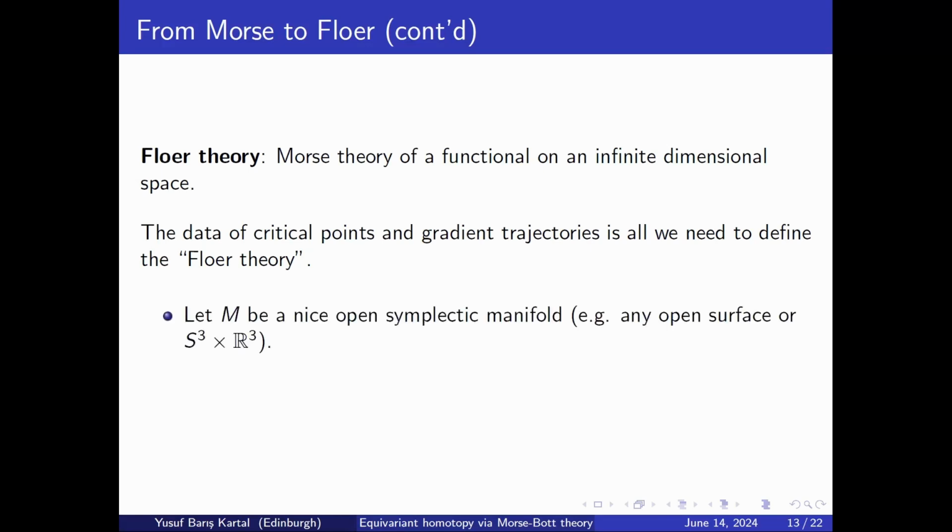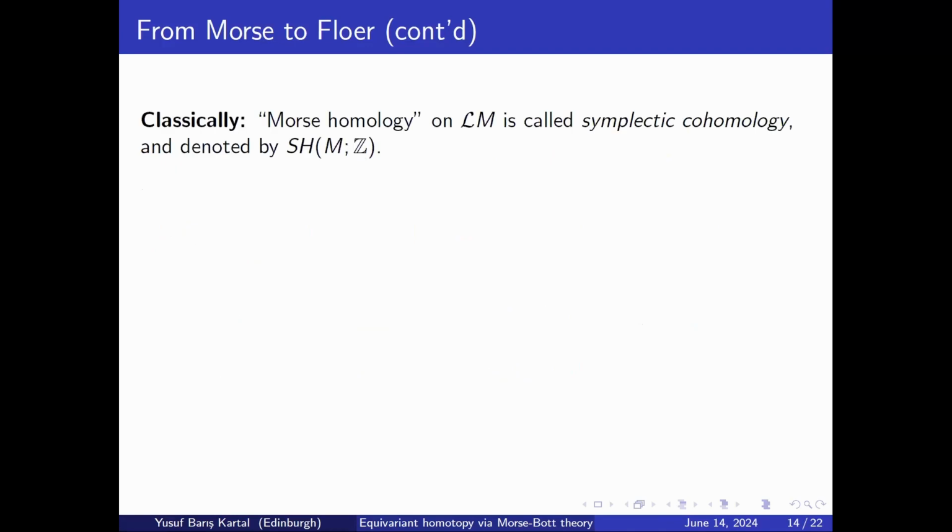okay. So let me just fix the setup. You pick a nice open symplectic manifold. These are Liouville manifolds, which Dai has spoken about. And the example that you can take is S^3 cross R^3. It's good enough for our purposes here. And you consider the free loop space, in other words, the mapping space from S^1 to M. And very classically, the Morse homology on LM is called symplectic homology, and it's denoted by SH(M;Z).